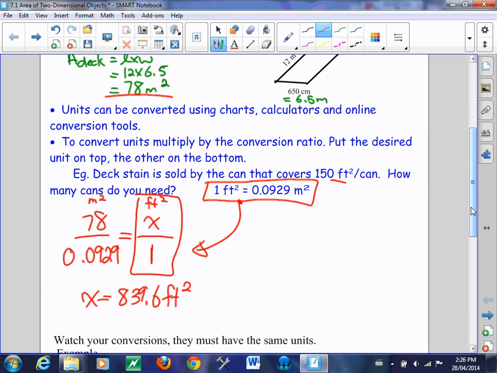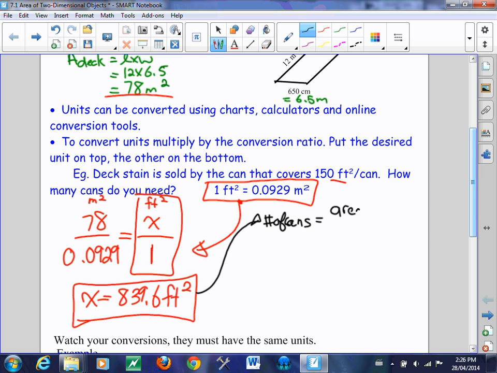So we've converted it to the amount that the can is sold by, but that doesn't answer the question. That just tells me that my deck itself is 839.6 square feet. What we need to do is take it one step further and find out how many cans. The number of cans is going to equal the area of the deck divided by the area per can that it's sold at. So we know the area of the deck is 839.6 feet squared, divided by the amount of coverage that one can gives, which is 150.